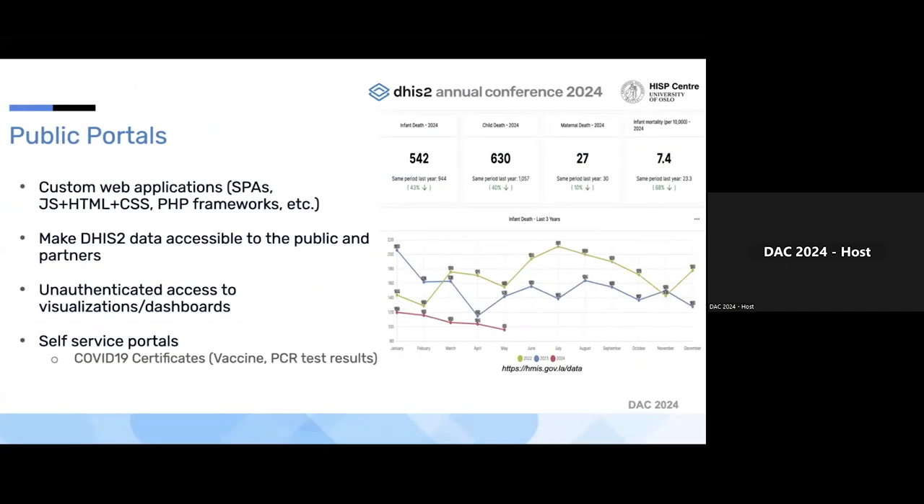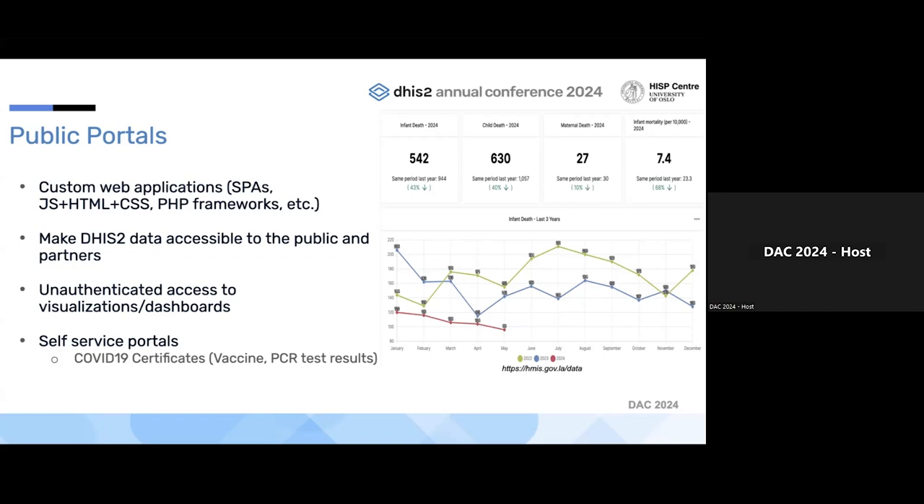So public portals, as you may already know, are not built by the DHIS2 core team. They are usually built by the various ministries of health that are using DHIS2 as their health information system, or other entities that are using DHIS2. It's mainly built for public data visualization, making DHIS2 data publicly available, shared with the public and partners, without having those partners or the public having to authenticate or have a user account on DHIS2. So it's just deployed on a site, on a server with a link, and anyone with that URL can access the portal and visualize the data that's on it. So that's the main purpose of public data visualization portals.